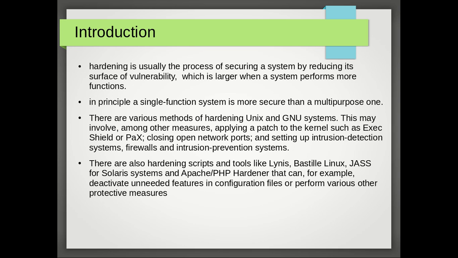There are various methods for hardening Unix and GNU systems, which may involve applying a patch to the kernel such as Exec Shield or PaX, closing open network ports, and setting up intrusion detection systems, firewalls, and many more. There are also hardening scripts and tools available in the market such as Bastille Linux, JASS for Solaris systems, and many more. So let's go to the next slide and understand the hardening process in Linux system.